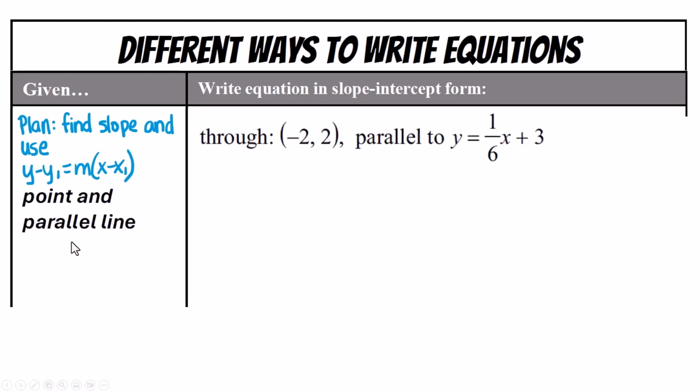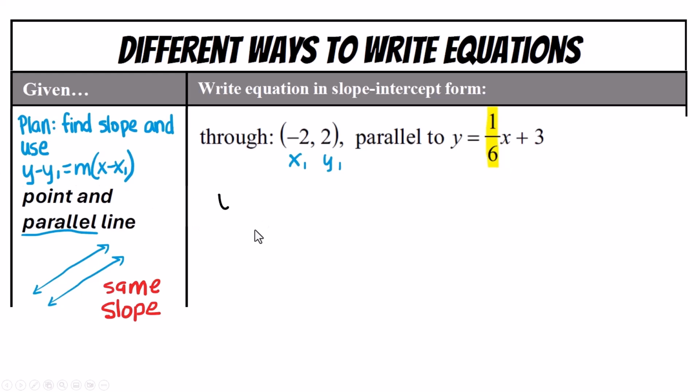You have to understand what parallel means. Parallel means that these two lines will not cross, and the only way that happens is if they have the same slope. If you want to be parallel to this line that has a slope of 1/6, you have to use that same slope in your equation.